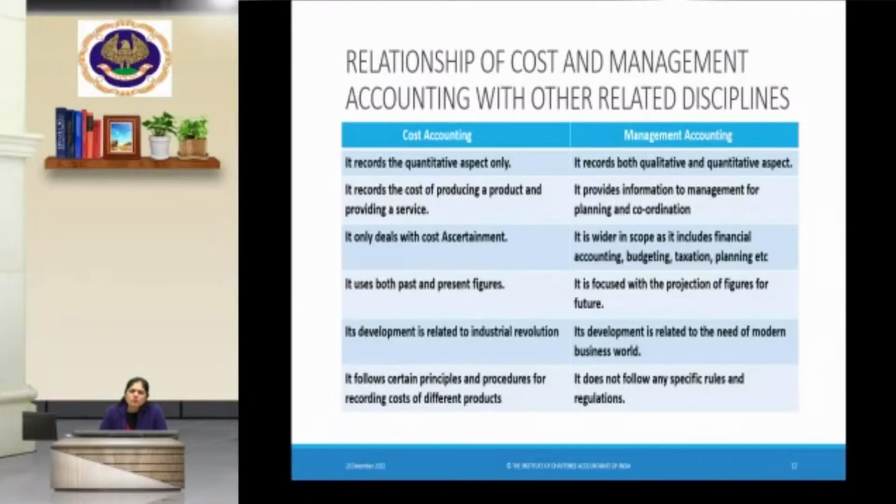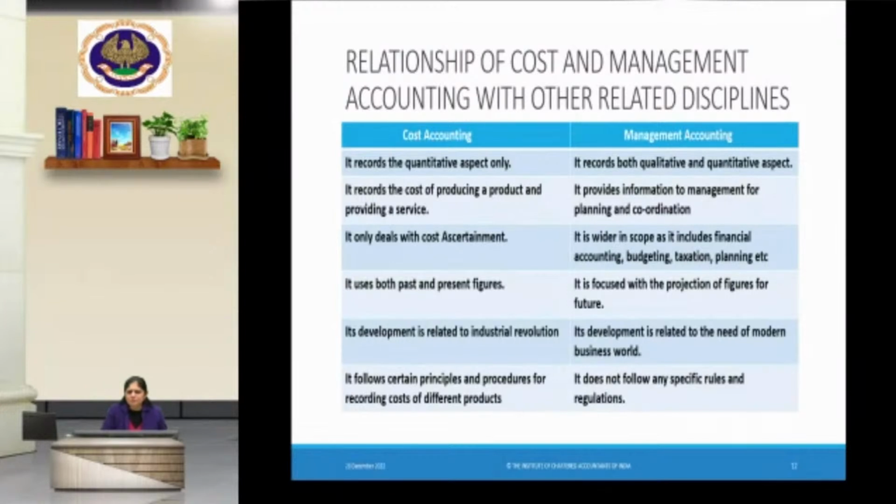It uses both past and present figures. Management accounting focuses on the projection for the future. So cost accounting deals with the past experiences to set the predetermined standards and for the present cost, the actual cost. Management accounting focuses on the present figures to make projection for the future. Projection means estimate for the future. So management accounting is basically for decision making.